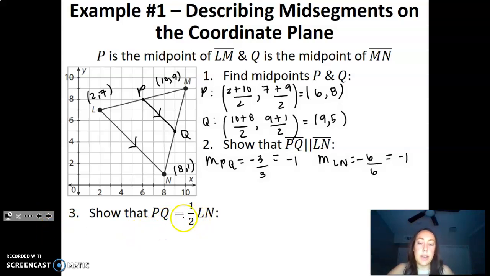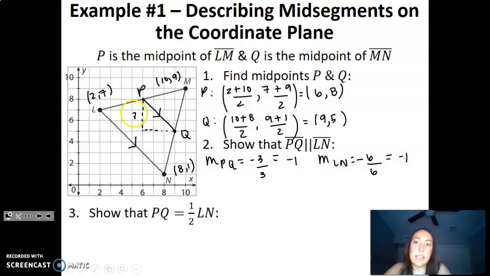All right. The other property is that PQ is half the length of LN. So to do this, we need to either use distance formula or Pythagorean theorem. I'm going to use Pythagorean theorem to find the length of segment PQ. So I'm going to go ahead and draw my right triangle.